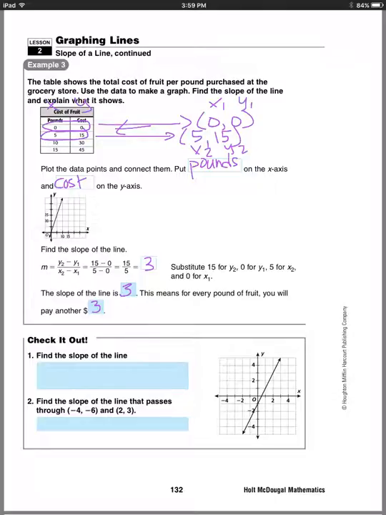So, number 1, find the slope of the line. That is this line, okay? You're going to have to put 2 points on that line. You want to put 2 points where they are whole numbers and there's no guessing. Both your coordinates are whole numbers, and it's not like a decimal or anything. And then number 2 is find the slope of a line that passes through (-4, -6) and (2, 3), and you want to use that formula that I just circled.